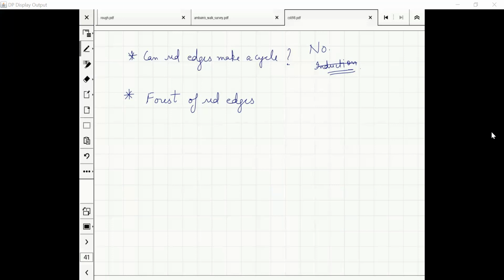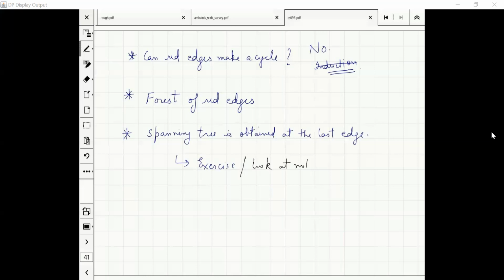The last thing you would want to prove is that you do not get a spanning tree till the end. The spanning tree is obtained at the last edge. When there are no blue edges remaining, only then will you get a spanning tree. This argument you can read in the notes. I would say you try it first as an exercise. If you can't, then look at the notes. It's very similar to saying that red edges cannot make a cycle.